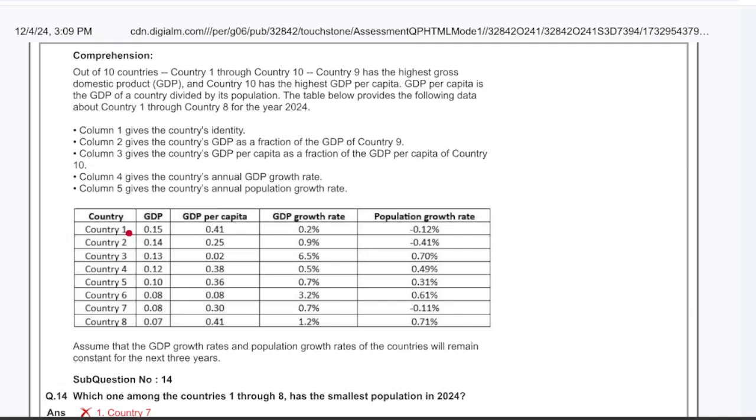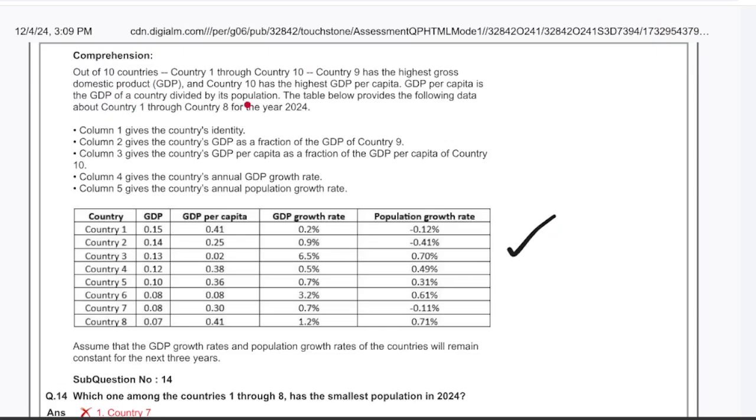CAT 2024 LRDI slot 3 puzzle number 4. So this puzzle was about a country, its GDP, GDP per capita, growth rate and population growth rate. All the information was given to us in the table. Let's go ahead with the question, the puzzles.